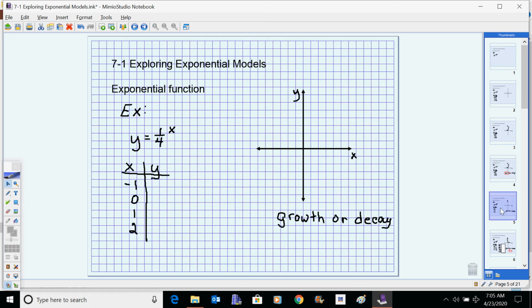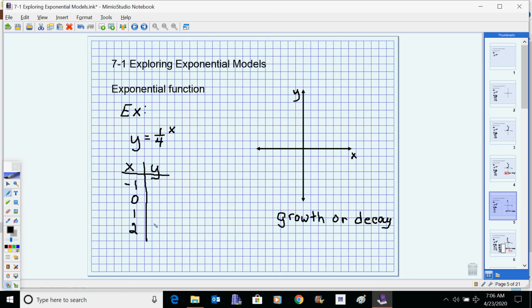Okay, let's take a look at another one. This one is 1/4 to the xth power. We're going to do some calculations, and then we're going to determine whether it's growth or decay. What I'd like to do is think about this in reverse order, because it's a little bit easier to think of 1/4 squared than it is 1/4 to the negative first. So let's think about that.